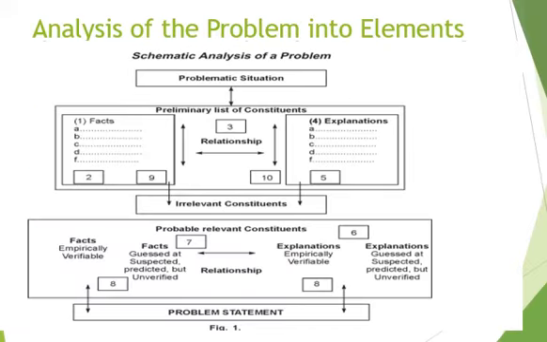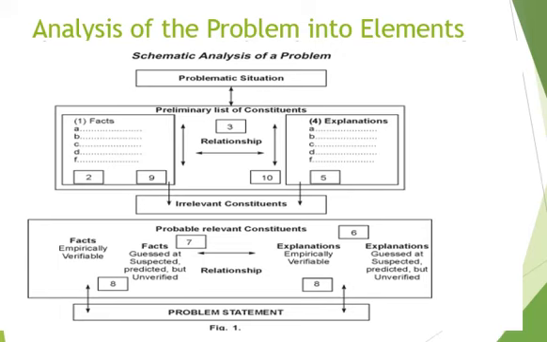Now we are going to see how to analyze different types of elements. So, a schematic analysis of a problem. What will be the problematic situation? We have a problematic situation in some areas. Then a preliminary list of constituents, that is, what the elements are, like you have explanations A, B, C, D, E, F, G. Then you have different facts, that these facts are available in this field, and what are these explanations. So you must show the relationship between the facts, the explanation, and that field. Then you move straight to the irrelevant constituents. You remove all those which are not required in this field.